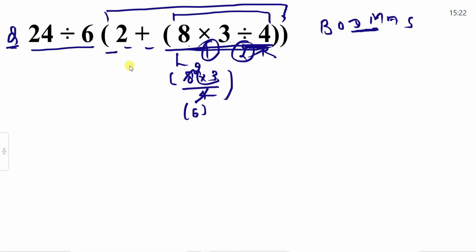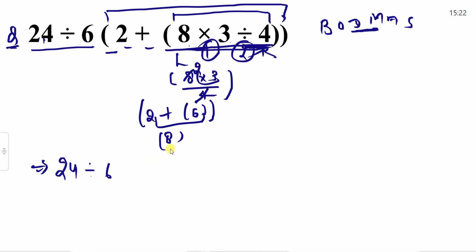2 times 3 makes 6. And we'll look at it the same way. Inside the bracket, 2 plus, so it becomes 2 plus 6, which is 8. Now let's write this the same way here. So this is what we get: 24 divided by 6, and inside the bracket, we have 8.